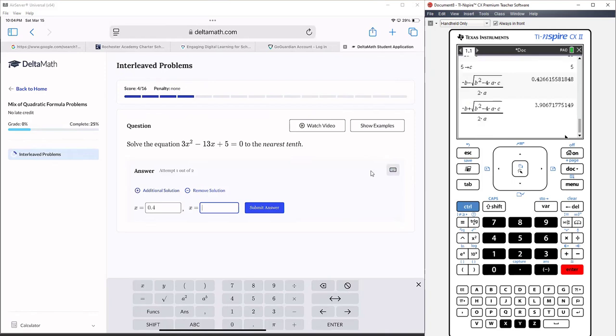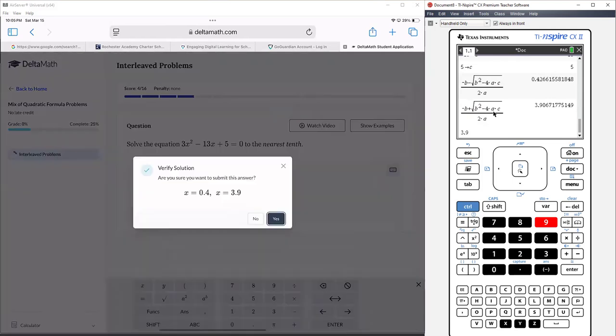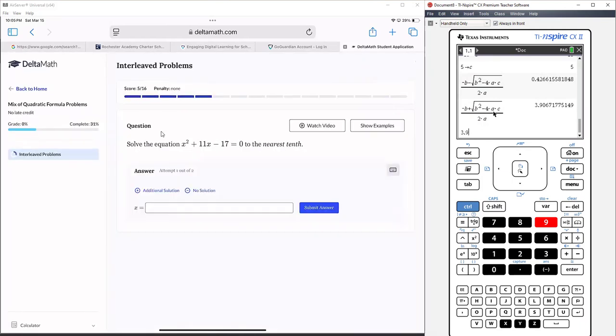And it's going to be 3.9. So I come here and I type in, wrong place. 3.9. Come on, Greg. 3.9, submit it. And it says, nice job. All right, I'm going to do one more.